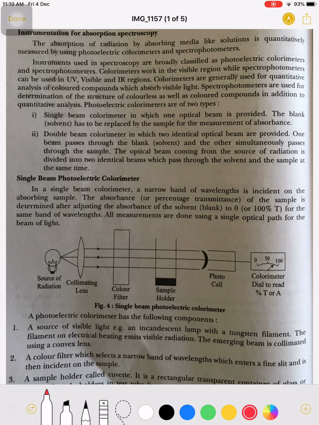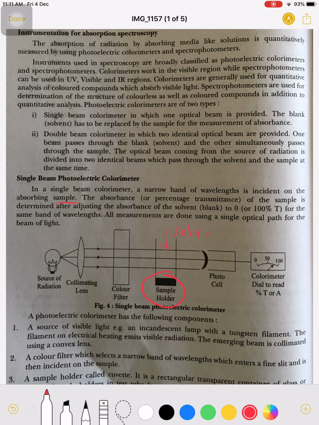So we are using a narrow band of wavelength which is incident on an absorbing sample. The absorbance or percentage transmittance of the sample is determined after adjusting the absorbance of the solvent to 0, or 100% transmittance, for the same band of wavelength. Now what we do first, in a sample holder we are taking a solvent solution.